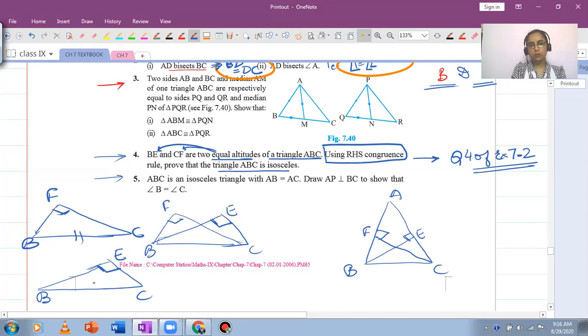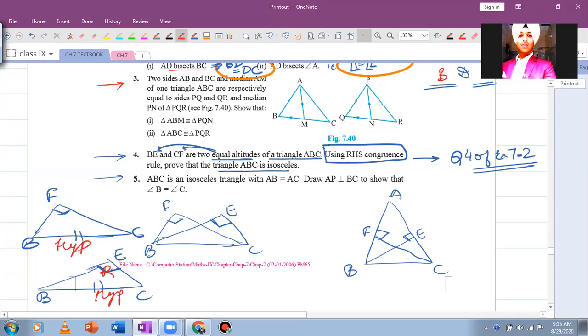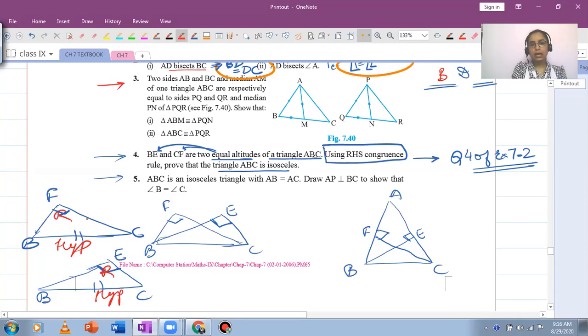So the base is common. This actually is the hypotenuse of the 2 triangles, right? And FC is equal to BE. So this is the right angle that we have, and other than that we have the altitudes as equal. So altitudes are equal, that means these are equal. This will be the side. The altitudes become the sides. So this is the RHS rule by which the 2 triangles will be congruent.